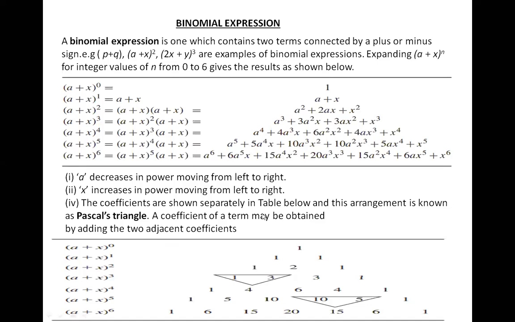You write it there for the power which is 0. And then for the power which is 1, you just get the coefficient of A and the coefficient of X there, which is just 1 and 1. Then when you add 1 plus 1, you get this 2 here. Then when you add 1 plus 2, you get this 3. Then 2 plus 1, you get that 3 again. And then 1 plus 4, you get that 5. And then 4 plus 6, you get the 10 there. And then 6 plus 4, you get the 10. 4 plus 1, you get the 5. So that is how you form a Pascal's triangle.